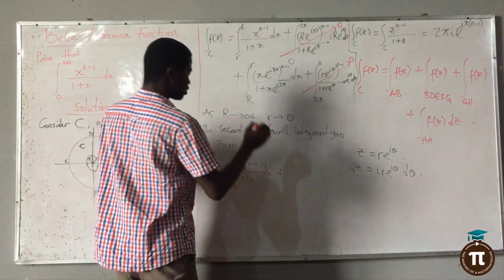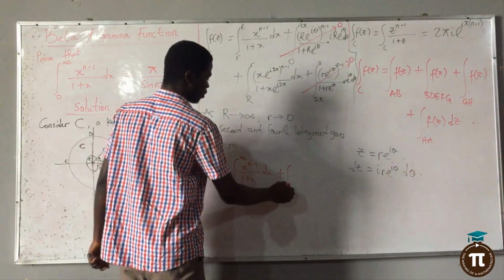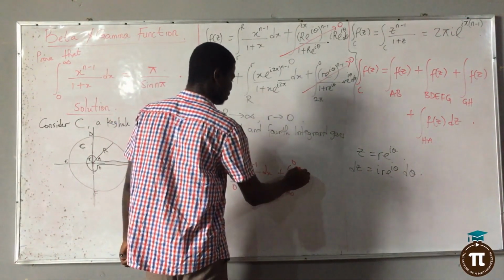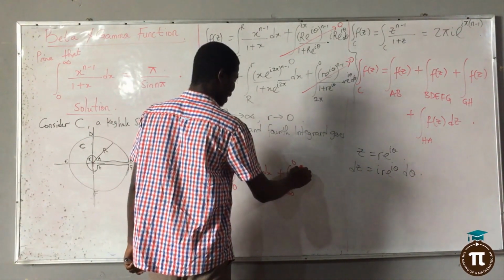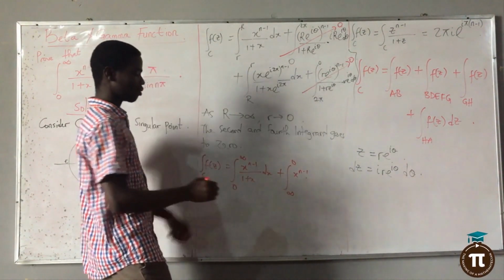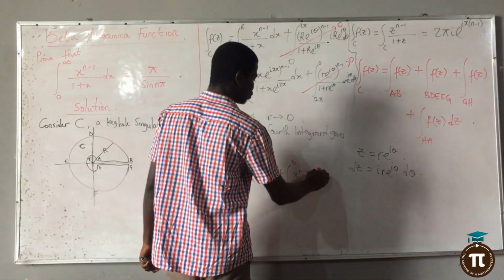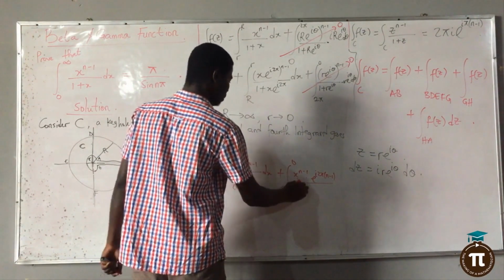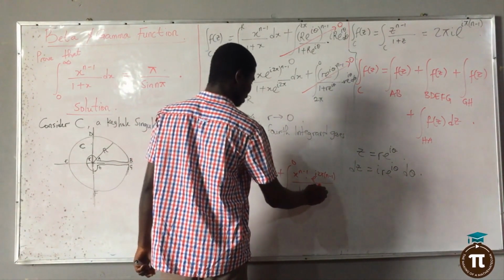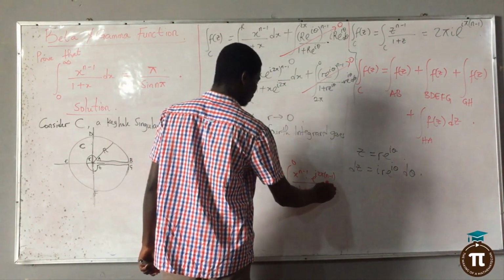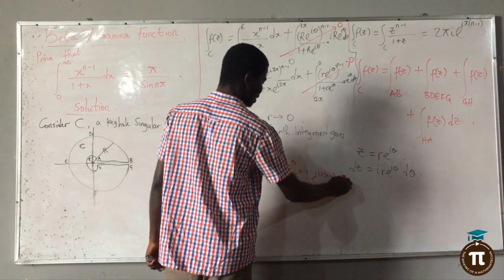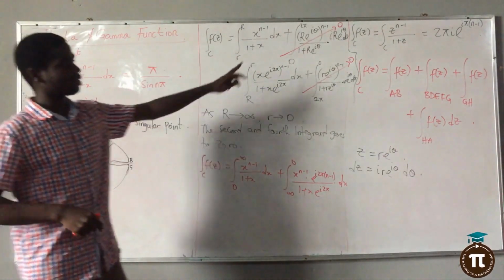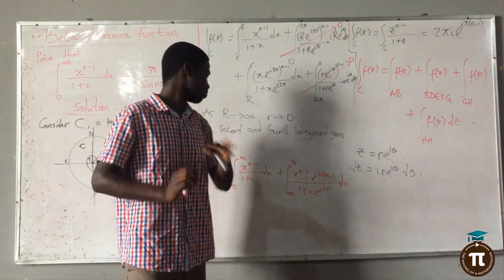Then I also have plus the integral from infinity to 0 of s^(n-1), multiplied by e^(i2π(n-1)), over 1 plus s, with e^(i2π), ds. That's what you will be left with. This one and this have gone to 0.